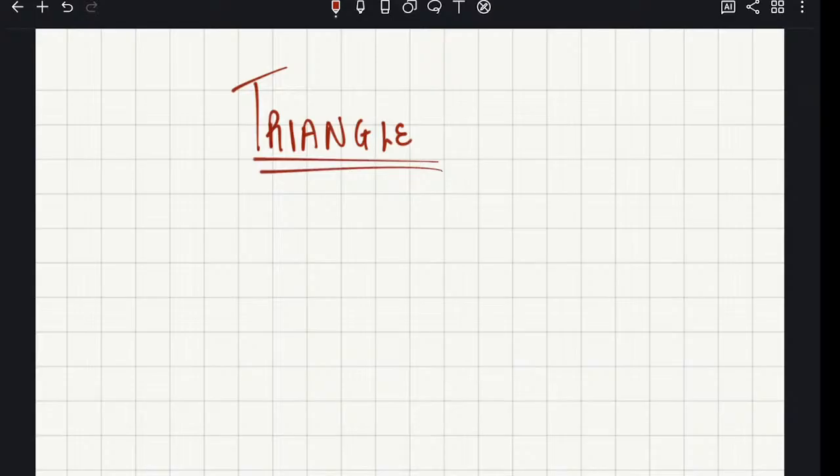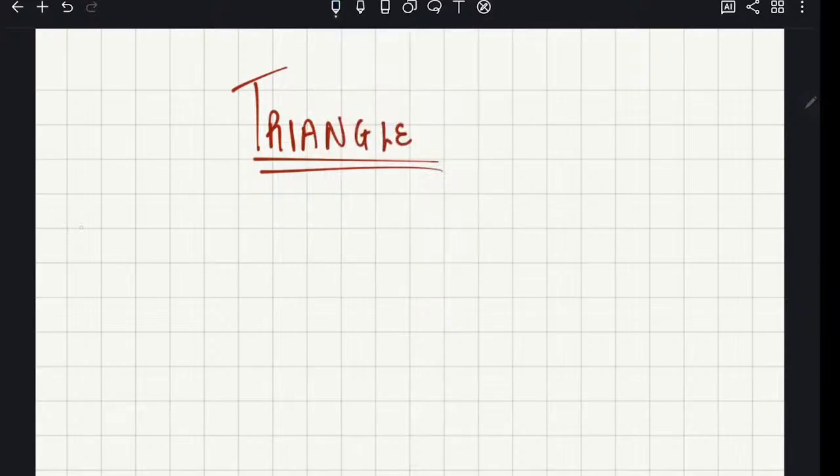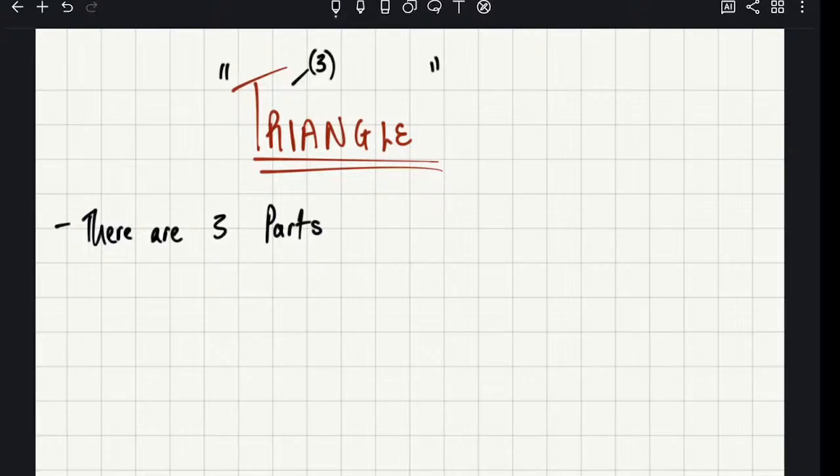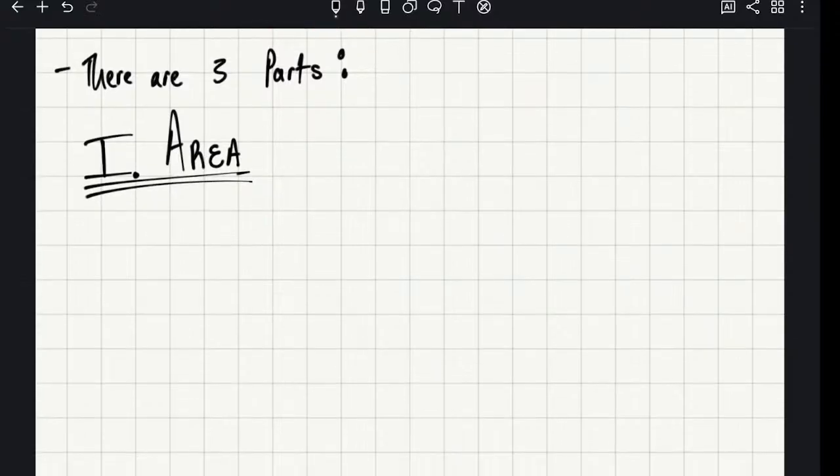Yesterday we saw that when you're dealing with a triangle, this very simple shape, there are three parts. A triangle is a shape with three sides. Tri means three, so it has three sides. There are three parts to understanding the triangle. For you to say, I'm done with all questions to do with a triangle, you must know three things. The first thing you must know is area, how to get area.